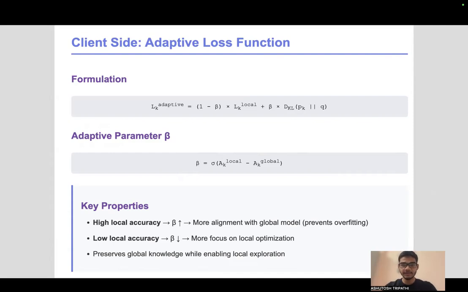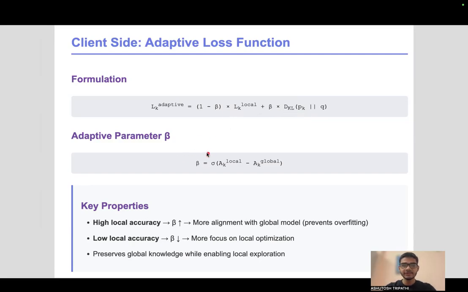Right, so we will discuss in more detail both the modules, the client-side adaptive loss function and the Wasserstein barycenter-based server aggregation. In the client-side adaptive loss function, we have introduced this, where this is the cross entropy loss and beta is the dynamic parameter that we have introduced, and this is the KL divergence between the probability distribution of the client model and the global model. For the probability distribution, we take the weights of the corresponding model, flatten those weights, and then take the softmax to get the final probability distribution.